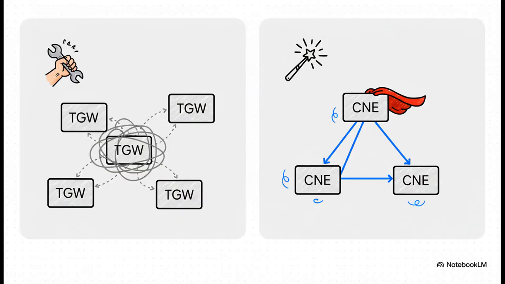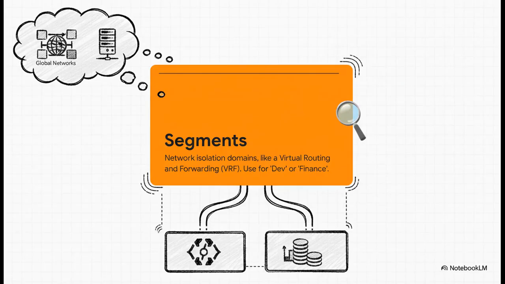The easiest way to think of a CNE is like a regional transit gateway, but with a superpower. Instead of you having to manually peer them all together, Cloud WAN automatically connects all of them into a fully meshed global backbone. This right here completely wipes out that whole tedious, error-prone process of manual peering and route propagation. It just goes away. Okay, we've got our backbone. Now, how do we keep our traffic separate and organized?